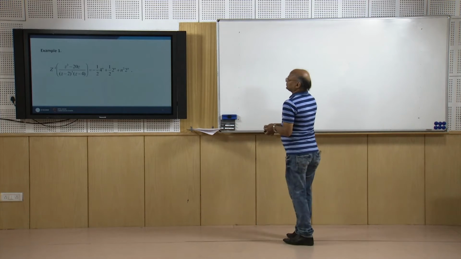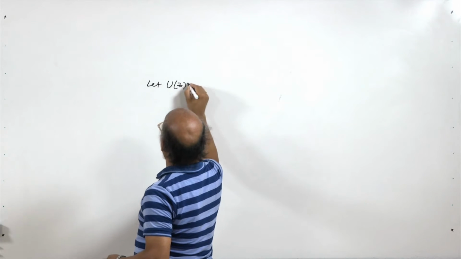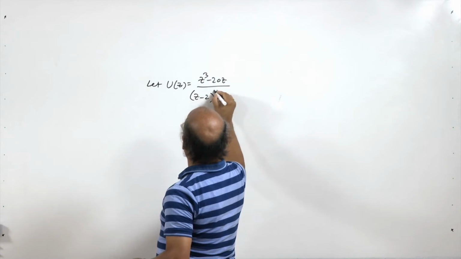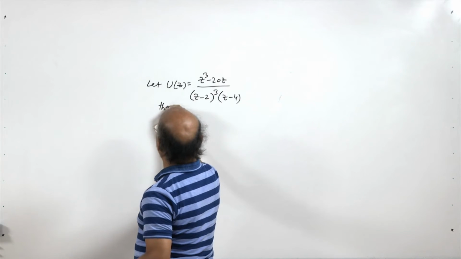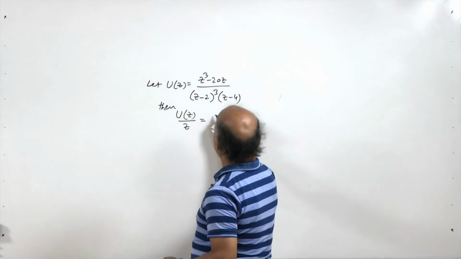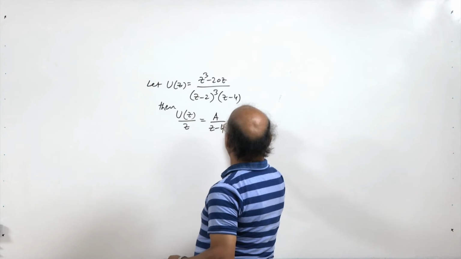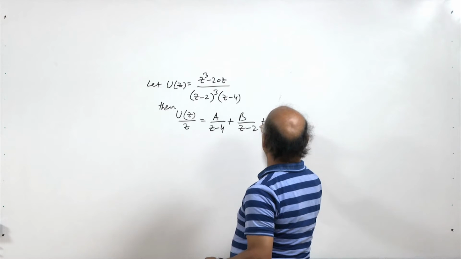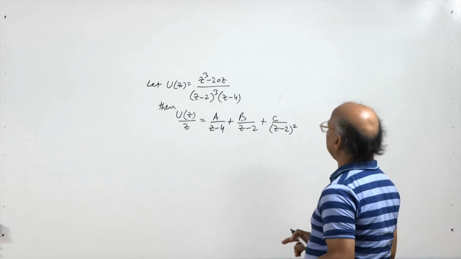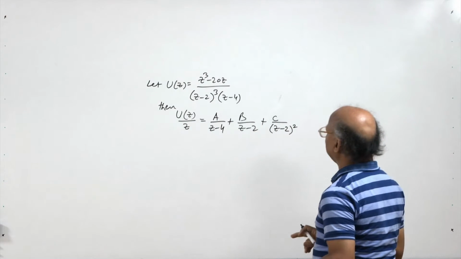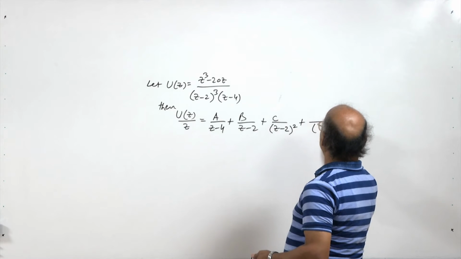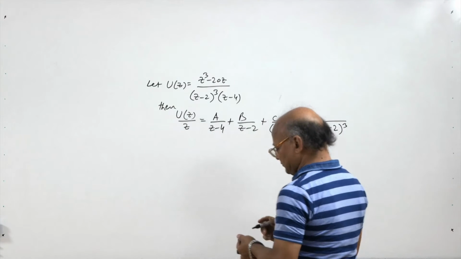Let U(z) equal to (z cube minus 20z) divided by (z minus 2) whole cube into (z minus 4). Then U(z) by z, by the partial fractions method, we write as A over (z minus 4) plus B over (z minus 2) plus C over (z minus 2) whole square. We have (z minus 4) to the power 1, so we will have one partial fraction corresponding to the factor (z minus 4), but corresponding to (z minus 2) whole cube we will have 3 fractions: one with (z minus 2), another with (z minus 2) whole square, and the third one with (z minus 2) whole cube. Now, let us see how we will write these partial fractions.